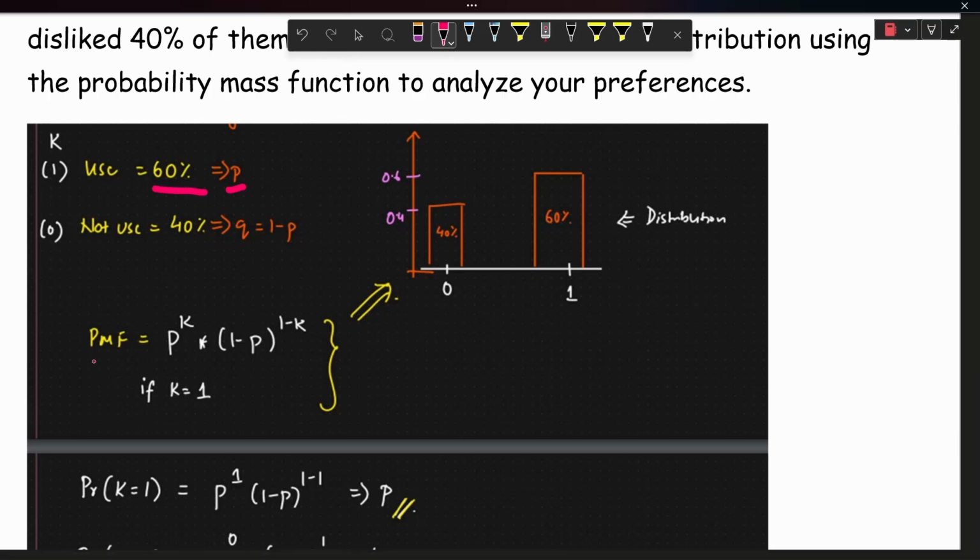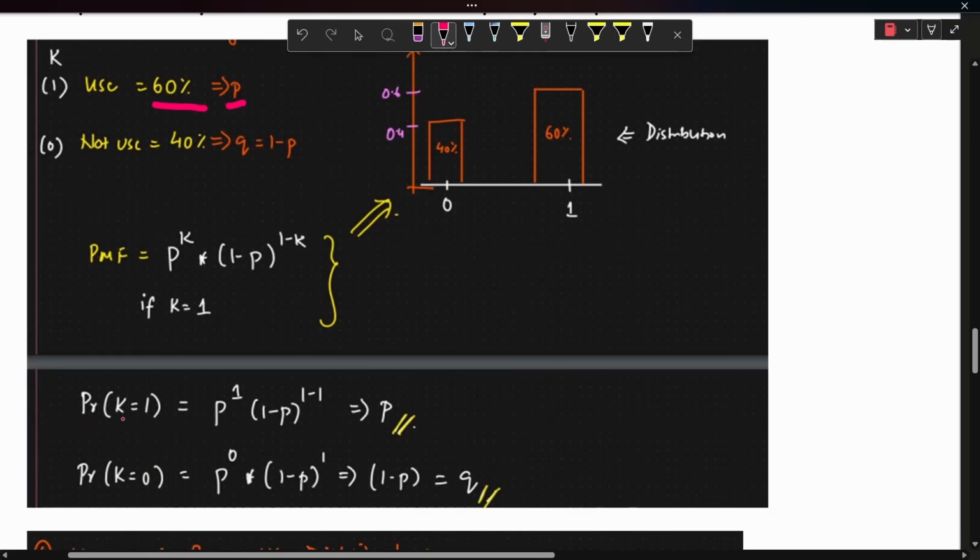As per the probability mass function, we have p power k into 1 minus p power 1 minus k. If k equal to 1, that is the probability of success, that is you keeping the phone without returning, that is p power 1, 1 minus p power 1 minus 1. You just have to substitute k equal to 1 in this formula, then you'll get p. P is nothing but success. If probability of k equal to 1, then it is p.